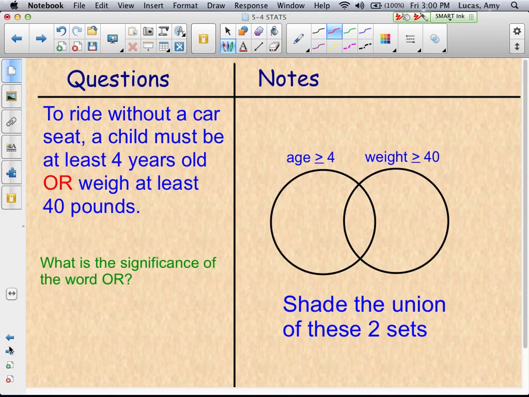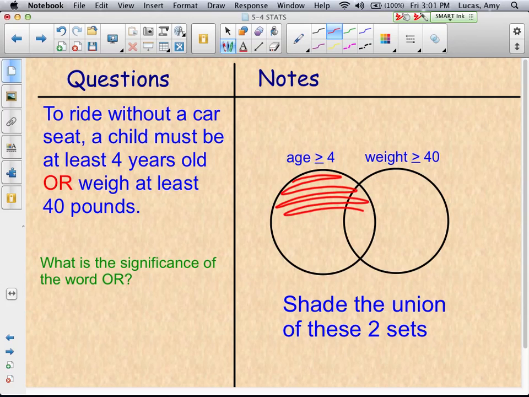So we have two real world examples for you. To ride without a car seat, this used to be the rule maybe about 10 years ago or a little bit longer than that. To ride without a car seat, a child must be at least 4 years old or weigh at least 40 pounds. So what is the significance of the word or? Shade the union of these two sets.